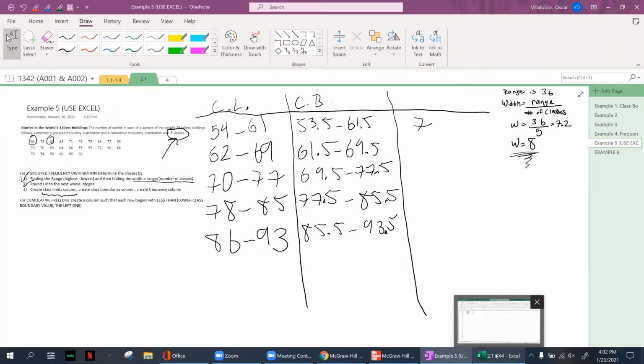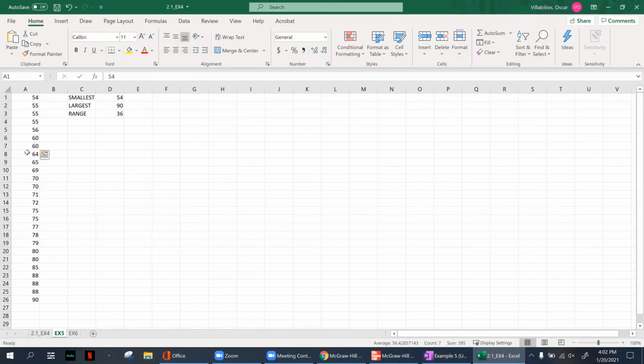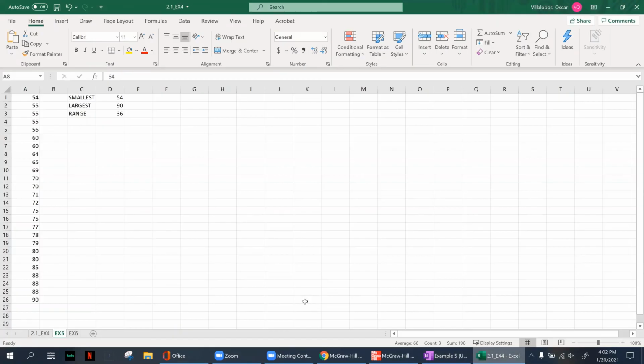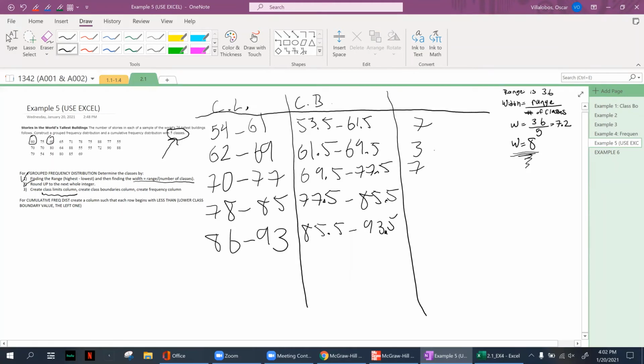And the other one is from 62 through 69. From 62 to 69, there I get a 3. And we'll do one more. The next one was 70 through 77. I get 3, 4, 5, 6, 7. I ended up getting 7 there. And if you continue to do all these, you find out that between 78 and 85, you get 5, and between 86 through 93, you get 4. And yes, this is my frequency column.